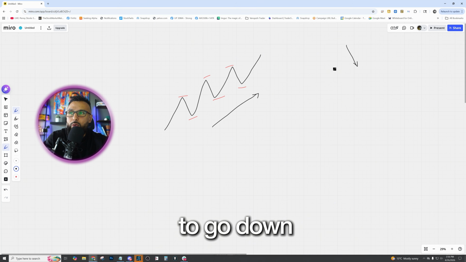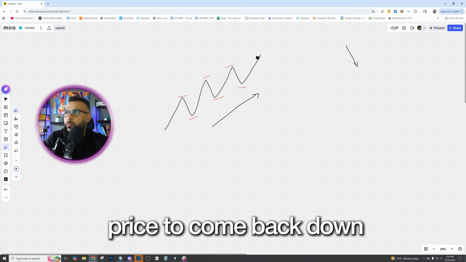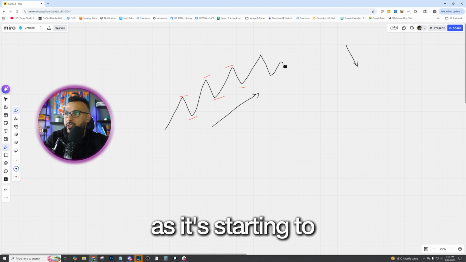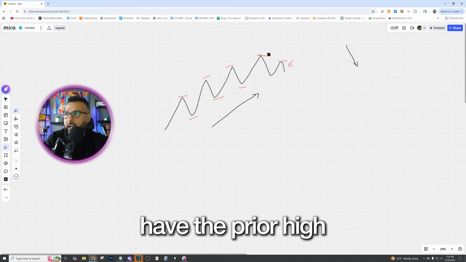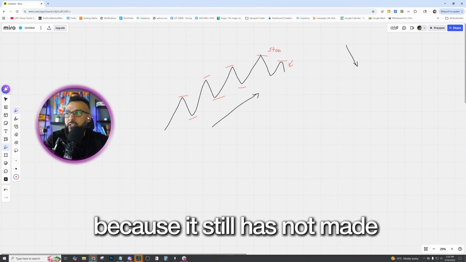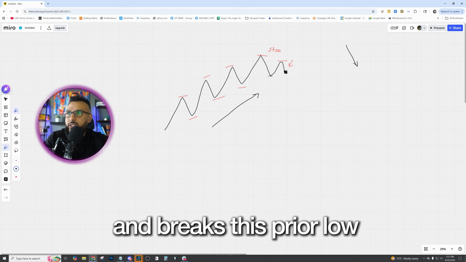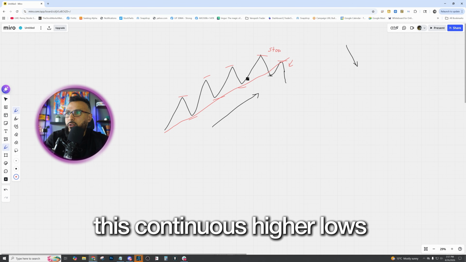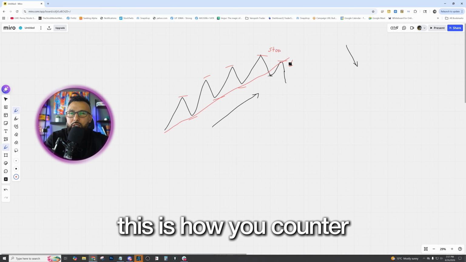If you're expecting to go down and you're trying to short the market in an uptrend, what do you need to wait for? You need to wait for price to come back down, pop up, fail to make a new high, and this point right here, as it's starting to turn back down, gives you the right to enter the trade right here, have the prior high as your stop, and now you can say that trend has potentially changed. Potentially because it still has not made a failure to make a new low. Once this price comes down and breaks this prior low, this is how you say trend has officially changed. This continuous higher lows has officially broke down, failed to make a new high, and trend has officially changed. This is how you counter trend trade correct.